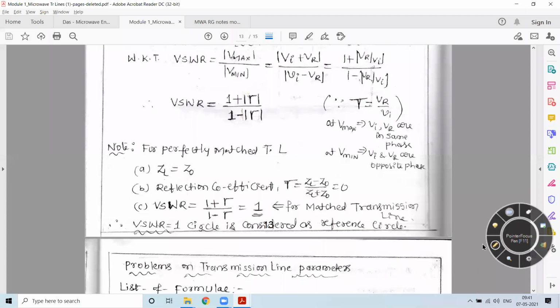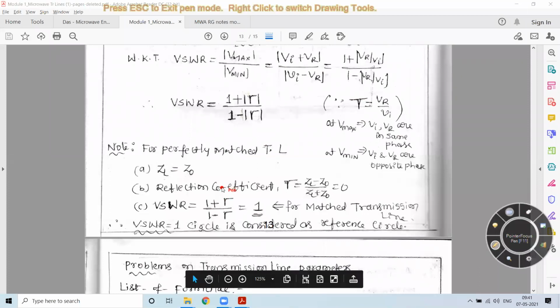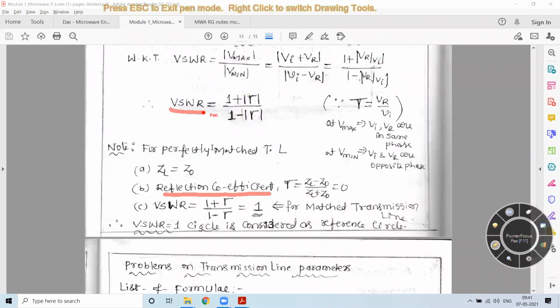So here, what is the range of the VSWR? Now we know the range of the reflection coefficient is 0 to 1. If I substitute 0 over here, what will I be getting? VSWR, say I'll represent it as V, will be equal to 1.